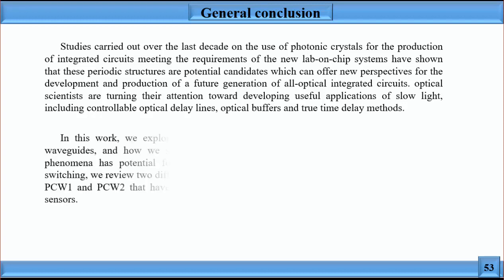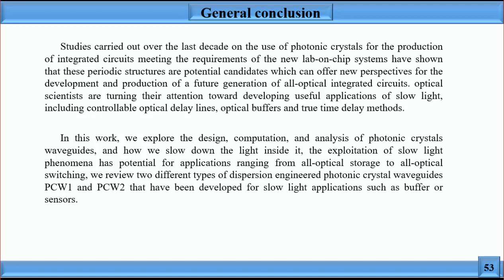In this work, we explore the design, computation, and analysis of photonic crystal waveguides, and how we slow down the light inside them. The exploitation of slow light phenomena has potential for applications ranging from all optical storage to all optical switching. We review two different types of dispersion-engineered photonic crystal waveguides, PCW1 and PCW2, that have been developed for slow light applications such as buffers or sensors.